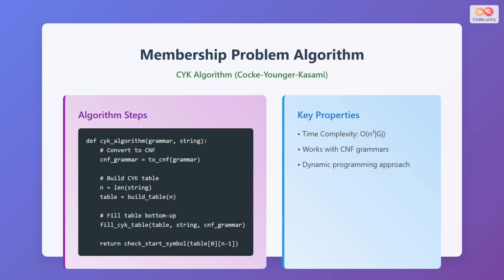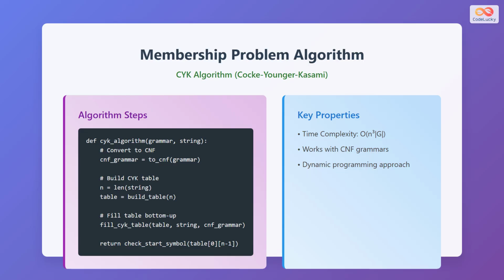Here's how to solve the membership problem using the Cocke-Younger-Kasami, also known as CYK algorithm. The algorithm first converts the given grammar to Chomsky normal form or CNF. It then builds a CYK table and fills it bottom up. Finally, it checks if the start symbol is present in the top cell of the table.